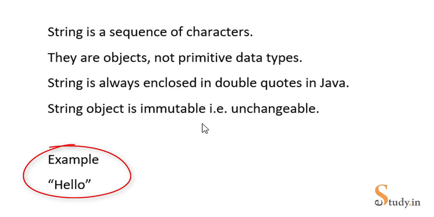Just like int, char, short, long, these are primitive data types, but a string is not a data type, it is an object. String is an inbuilt class in Java, so that's why when we say string, we say we have created a string object and not a string data type. And once you create a string object, it is unchangeable, we cannot change it. Now let's see how to create a string object in Java.